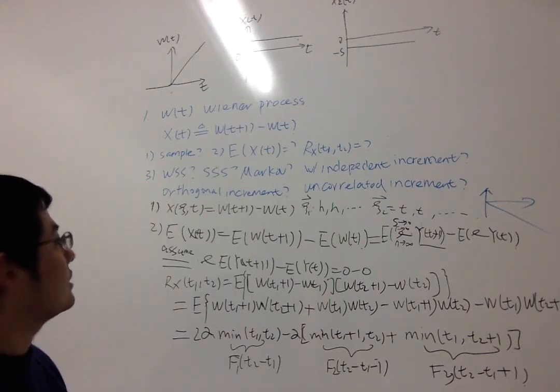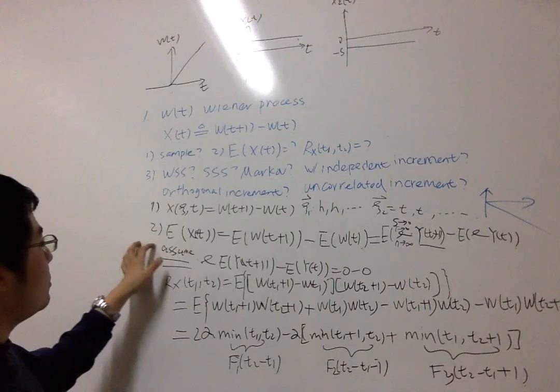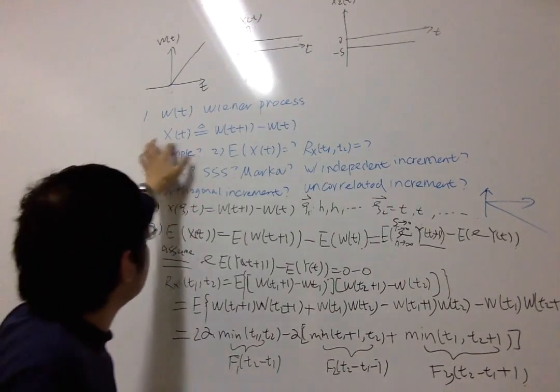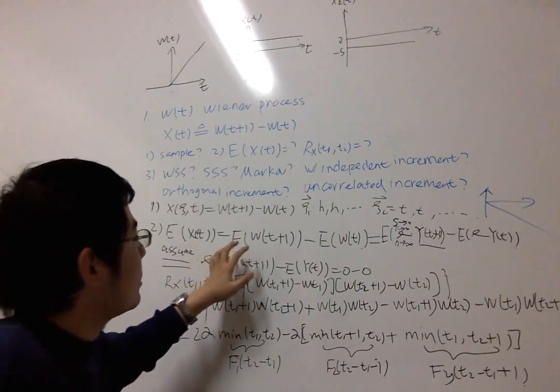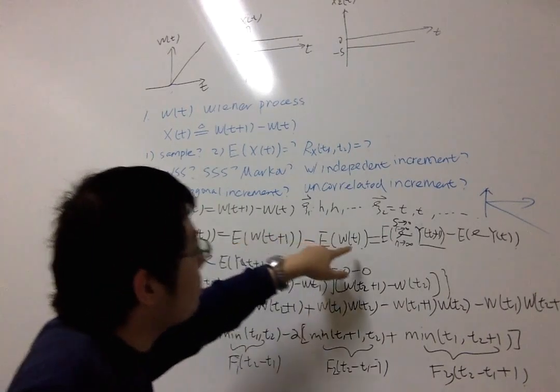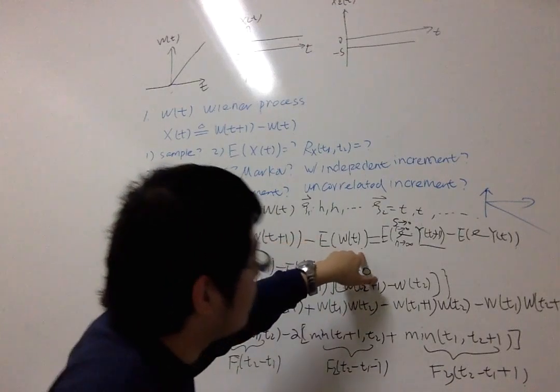So that's the first question. The second question asks us to find the expectation of xt and the autocorrelation function of xt. We're going to do this one by one. For the expectation, we plug in xt with this concrete form. Let's see whether we can simplify this. It equals the difference of the expectations of two Wiener processes.